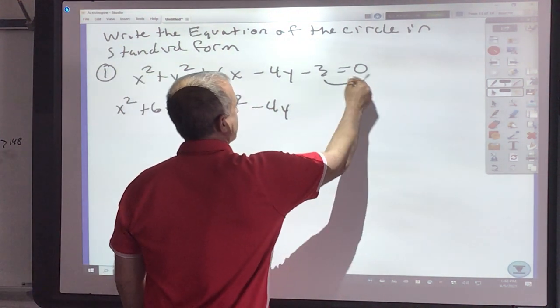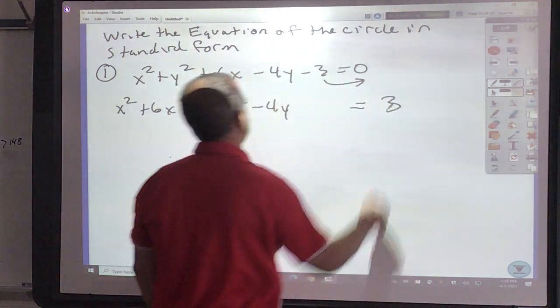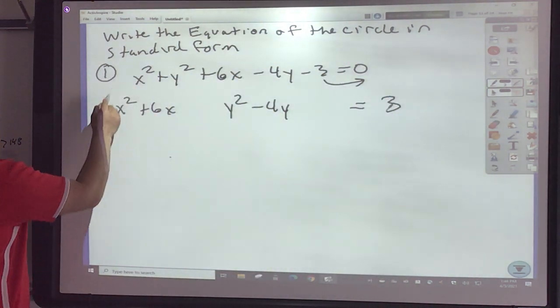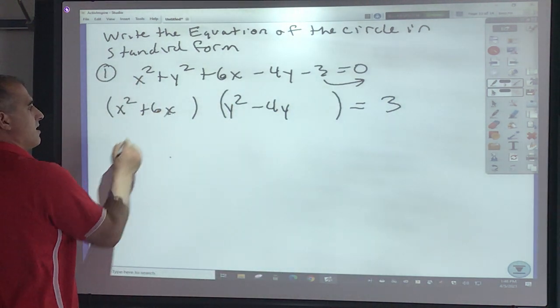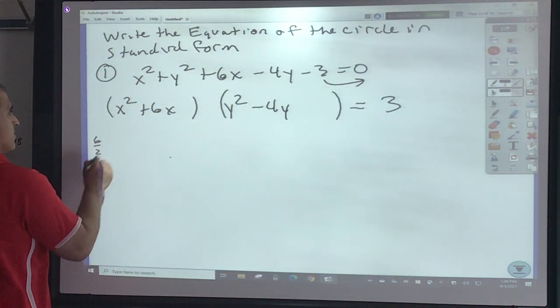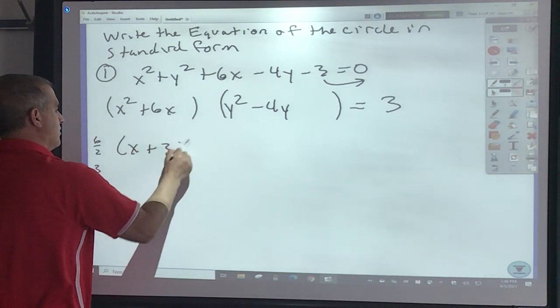I want to move this number to the other side. If it's negative 3 over here, it'd be positive 3 on this one. Okay? There's nothing really to take out here, because there's nothing in front there. So what I would do is I'd do 6 divided by 2, which would be 3. That's going to be x plus 3 squared.